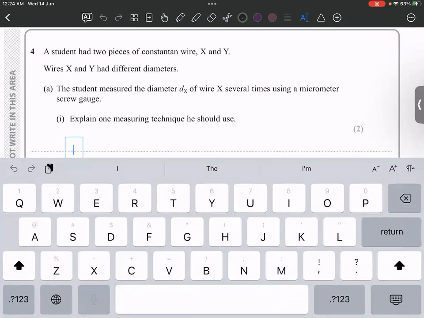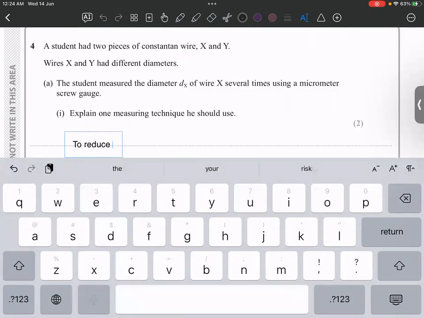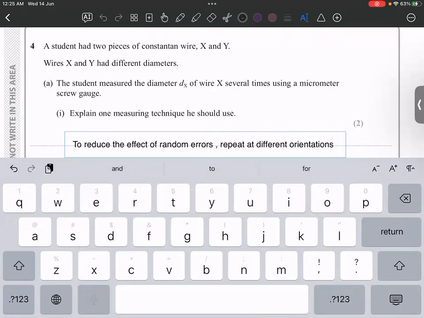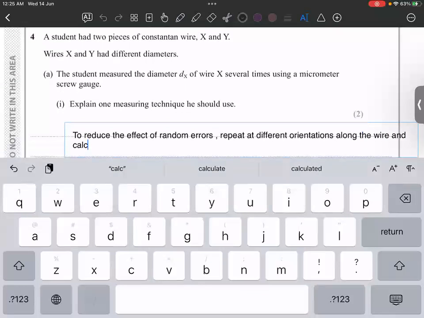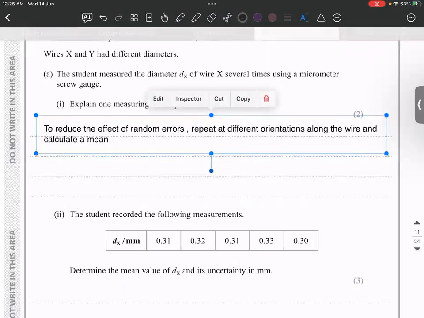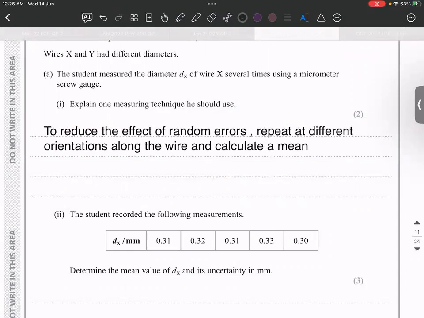So what should we do? To reduce the effect of random errors, repeat at different orientations along the wire and calculate a mean. So that is the answer for this question.